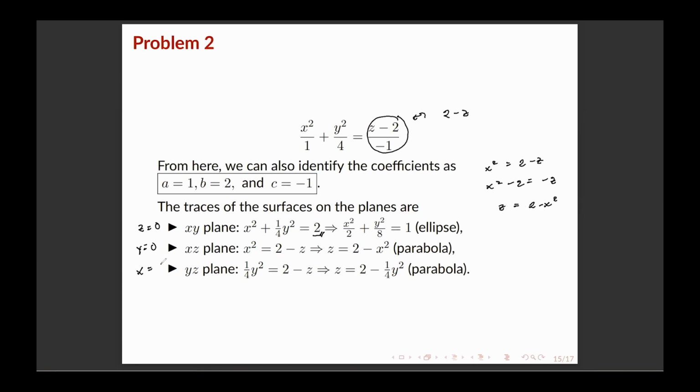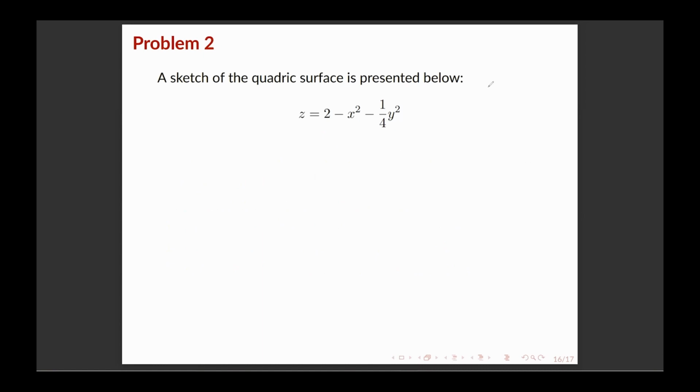And we do the same for x equals 0, or at the yz plane. So we have 1/4 y squared is equal to 2 minus z. Subtract 2 from both sides, you have 1/4 y squared minus 2 is equal to negative z. Then multiply both sides by negative 1, and we get z equal to 2 minus 1/4 y squared, which is a parabola. So now we have the equation. This is the original given equation shown.